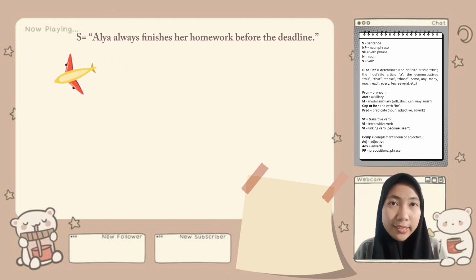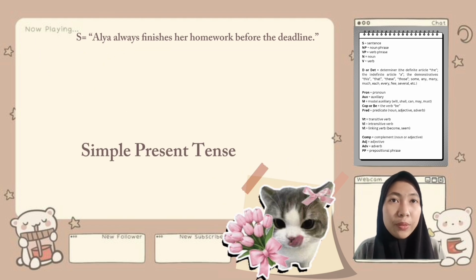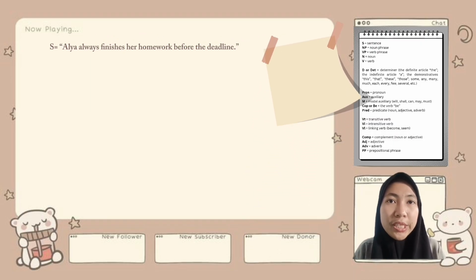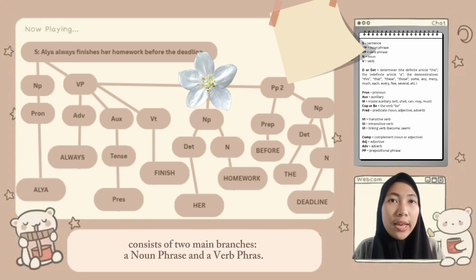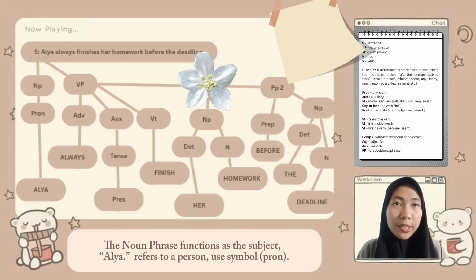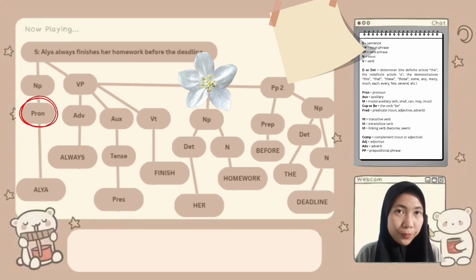First, this sentence is written in the simple present tense. In general, the structure of this sentence consists of two main branches, a noun phrase and a verb phrase. The noun phrase functions as the subject, and the subject in this sentence is Alia. Since it refers to a person, I use a pronoun symbol or pronoun.